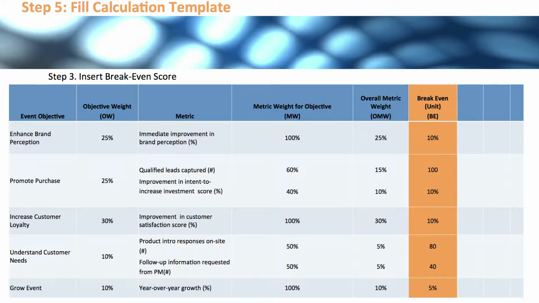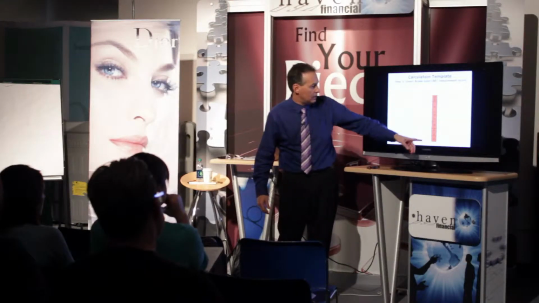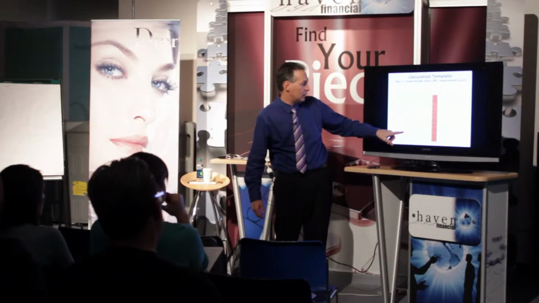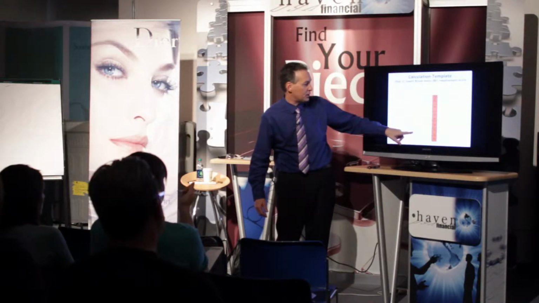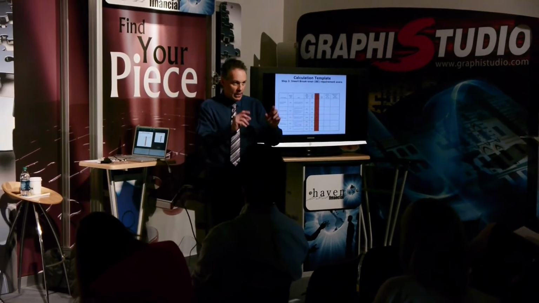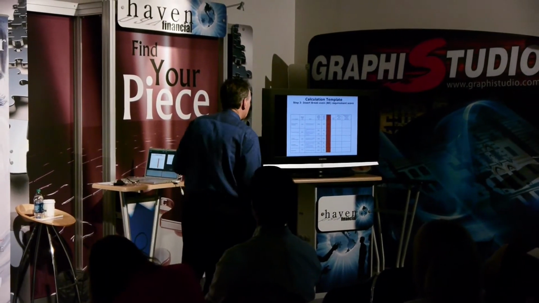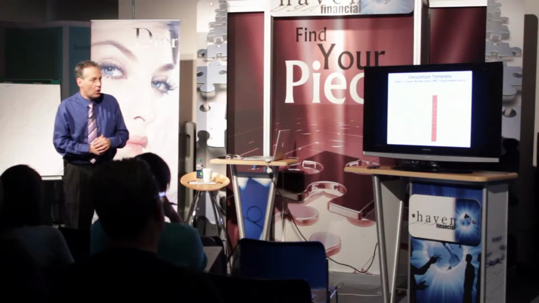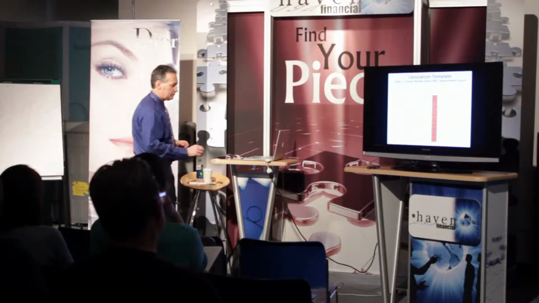Okay, so here's our break-even requirement score based on what our stakeholders decided. So we wanted to make sure that we got, if you will, product intro responses. We wanted to get 80 was our unit. So the units are important as well. So it's percentages or whole numbers, if you will.